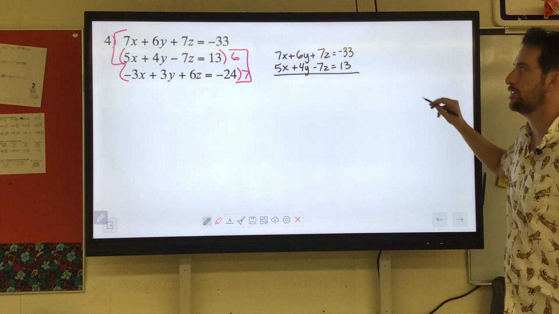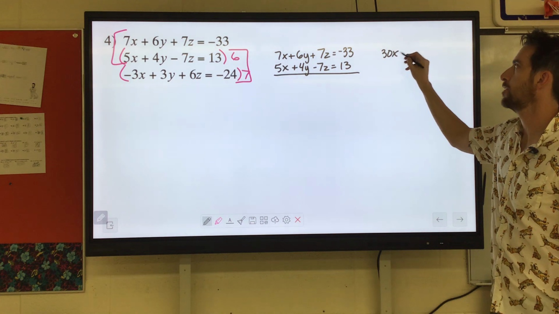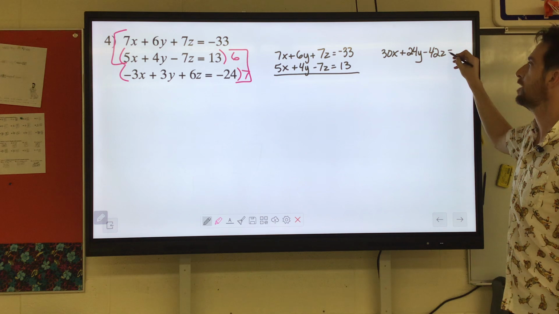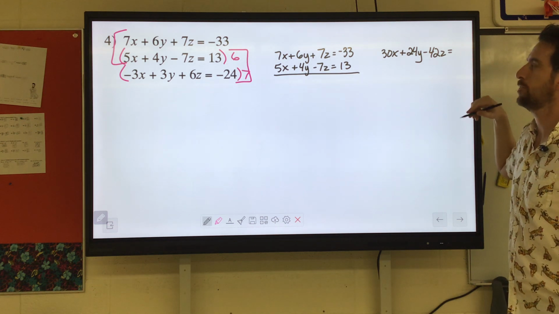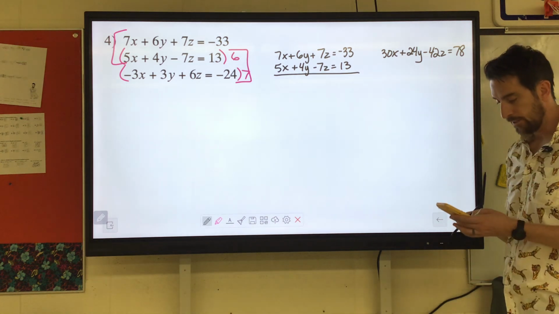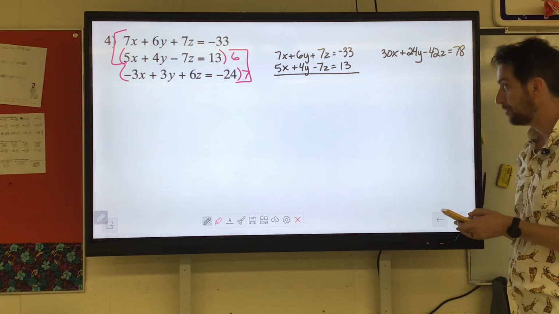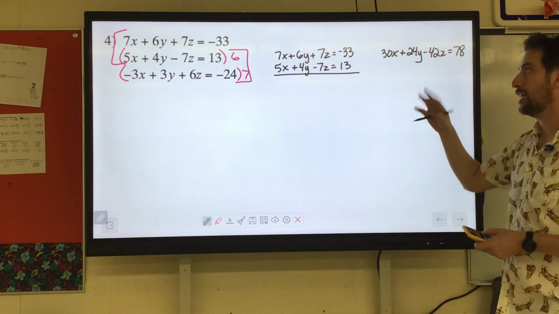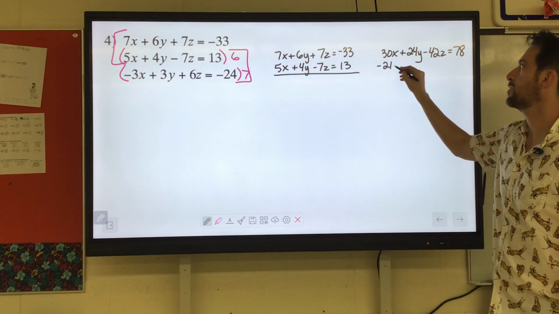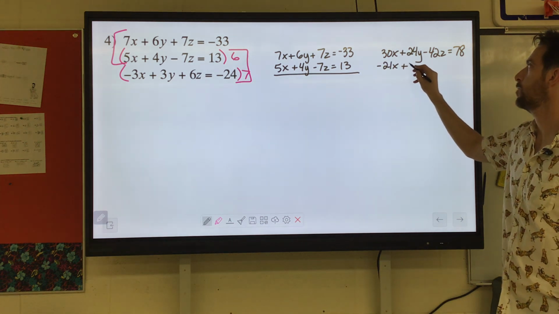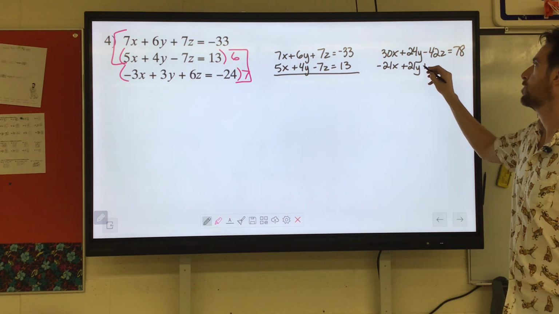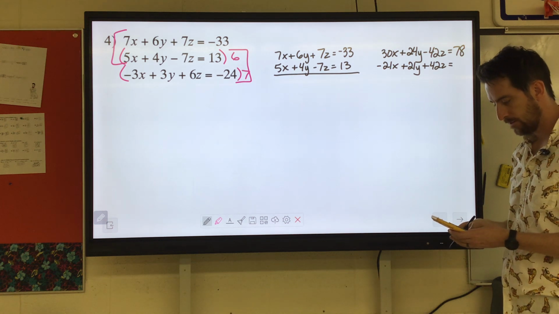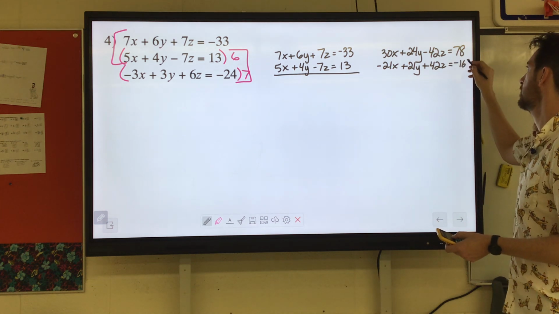So 6 times that second line would be 30x plus 24y minus 42z equals 6 times 13, I believe is 78. But I don't want to make a dumb mistake, so let me double check that. It's 13 times 6. All right, 78. Last line times 7 would be negative 21x plus 21y plus 42z equals 7 times negative 24 is negative 168.